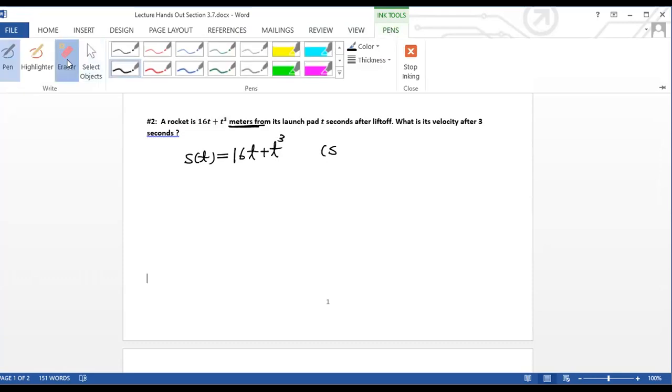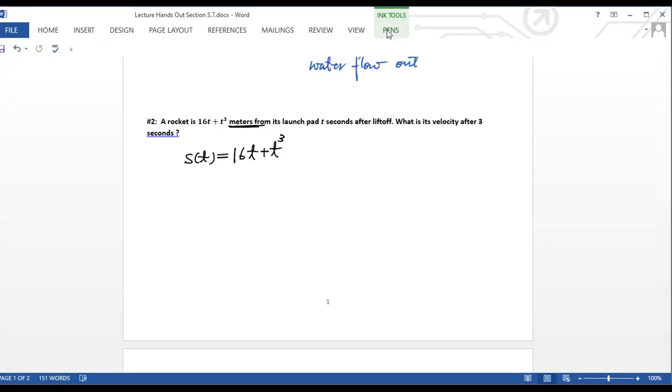Let's make sure we understand that. If you put in s of 3, this will be 48 plus 27. So what is this? You get 75, correct? This is in meters. That means after 3 seconds, the rocket is 75 meters high.